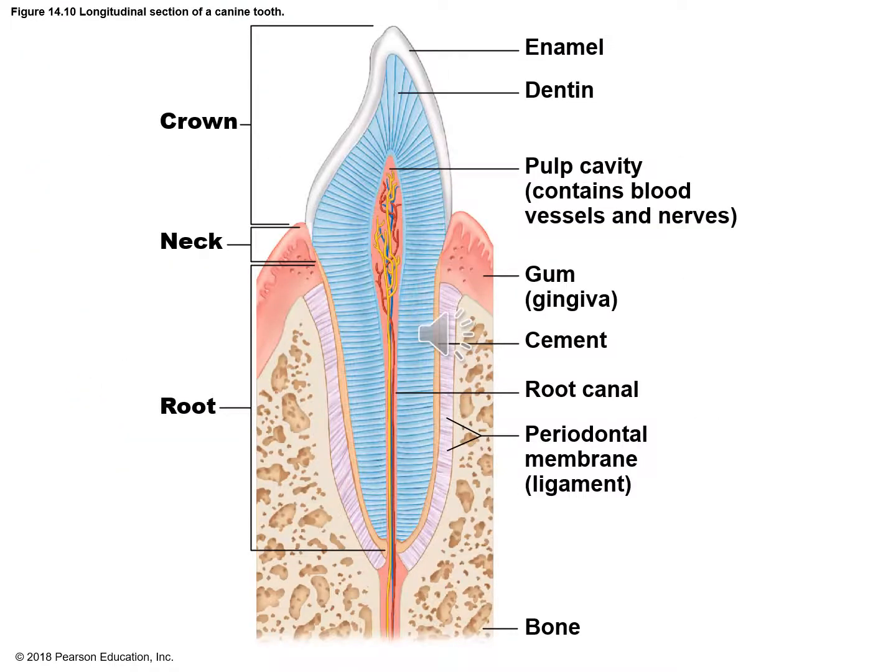Looking at the anatomy of a tooth, the crown would be the exterior portion of the tooth, coated in enamel, which is the hardest substance in the body. Beneath the gums would be the root of the tooth.